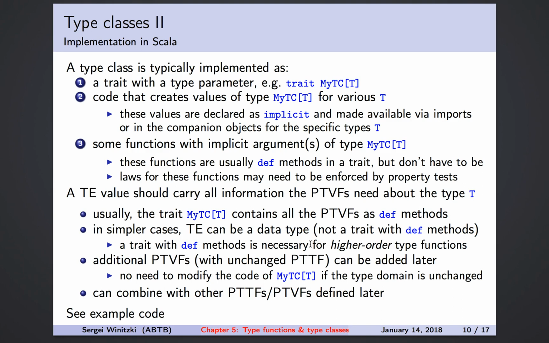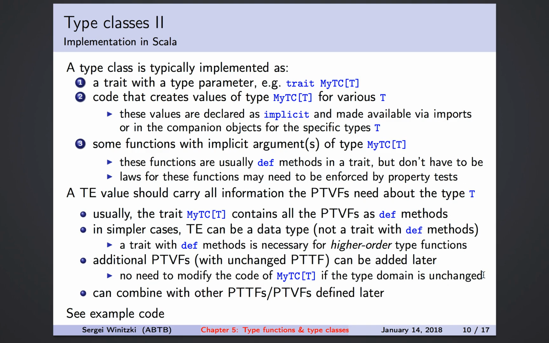But actually, as we will see, the trait with def methods is necessary if we need higher order type functions. It's convenient. It's not particularly inconvenient to have it. It's just more writing to do trait with def methods. If you can avoid it, you don't have to do it. And as we just have seen, additional partial type-to-value functions using the same unchanged type-to-type function can be added later. So no need to modify the code of this trait if we want to add new partial type-to-value functions without changing the type domain.